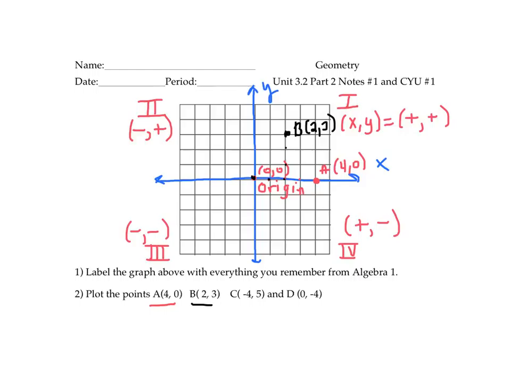For our next point, we have C at (-4, 5). Again, start at the origin. Count 4 to the left. 1, 2, 3, 4. And then positive 5. 1, 2, 3, 4, 5. So point C is going to be way up here.